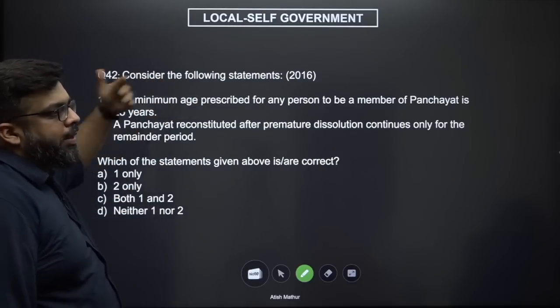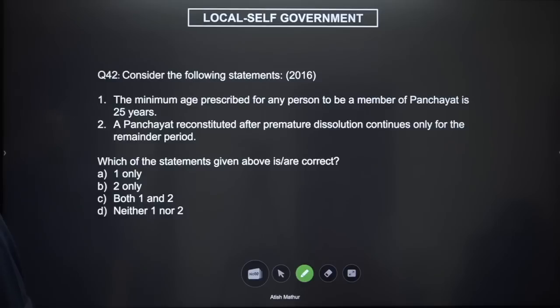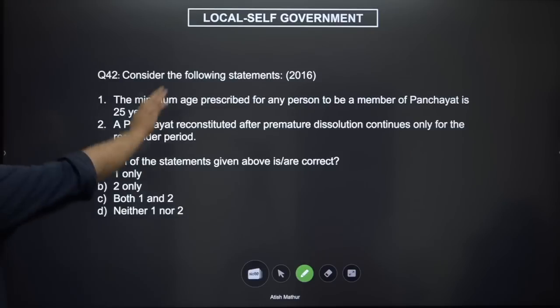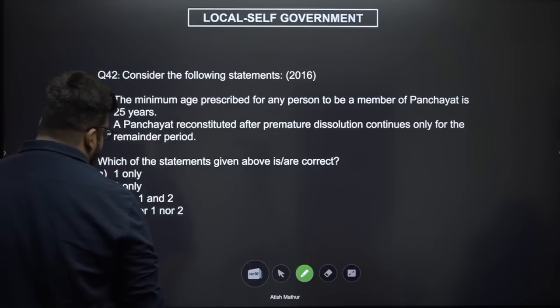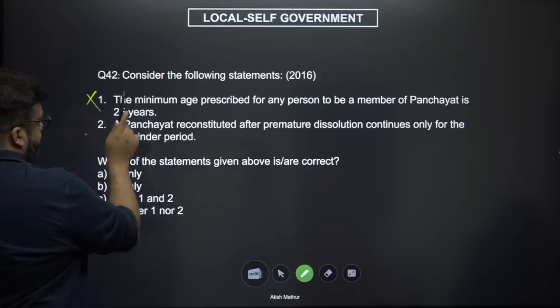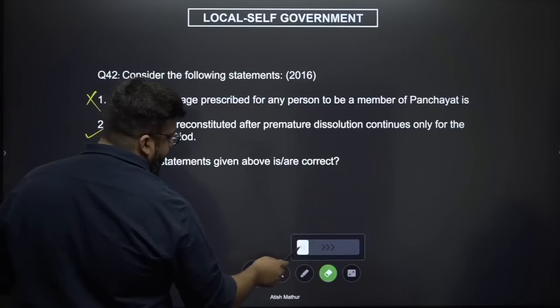Minimum age to be a sarpanch. Now this is the problem. The minimum age to be a sarpanch would be 21 and not 25. 25 is Lok Sabha and assemblies and so on and so forth. So the first option is incorrect. The second option is correct. The answer should be B, 2 only.